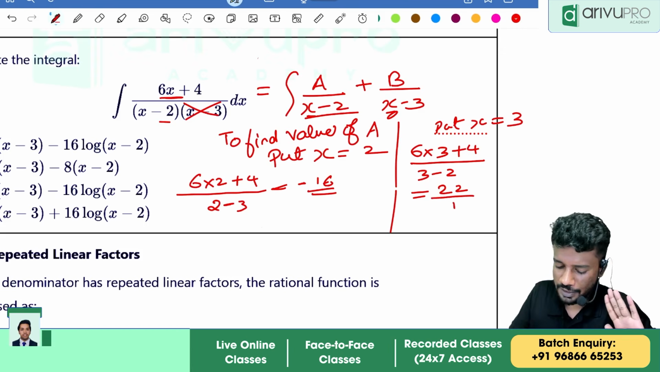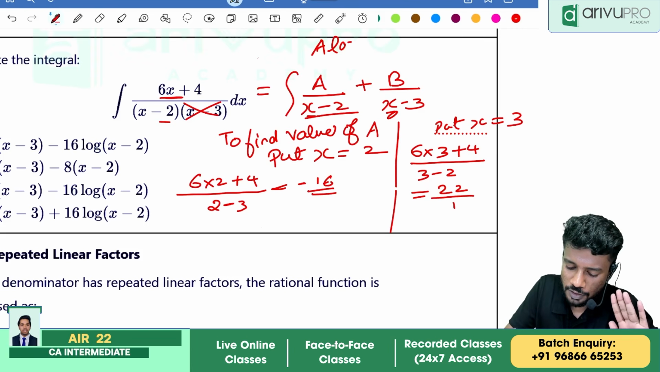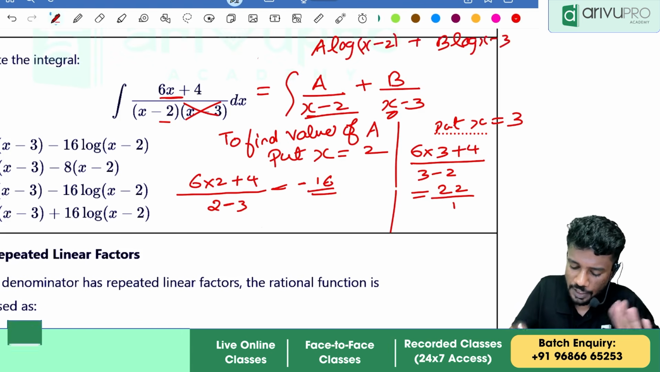Rest of it, can you find it? This will be what? A log x minus 2. This will be what? B log x minus 3. Put the values of a and b there.